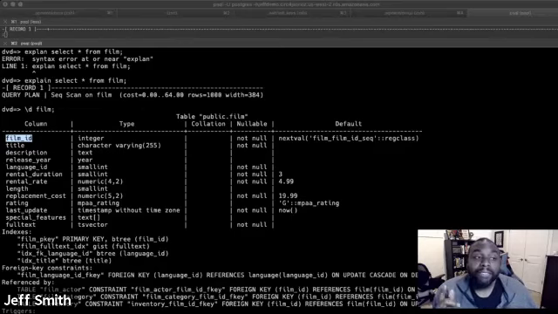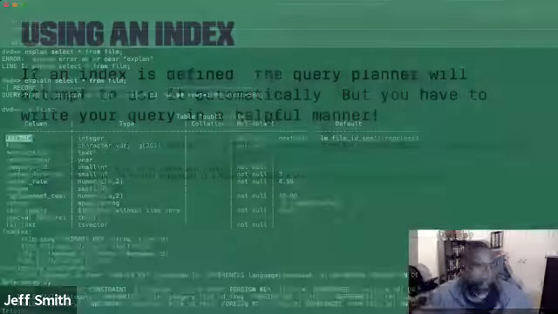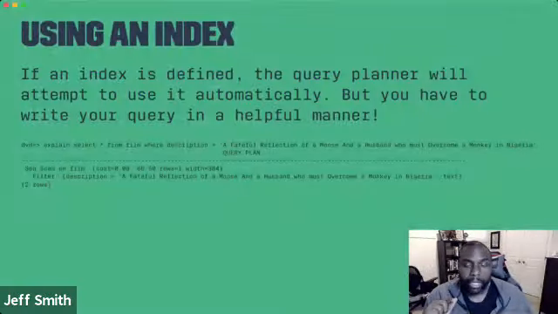So if an index is defined, your query planner will try to use it automatically, but you have to write the query in such a way that it's actually helpful. When you've got the index defined, the query planner will attempt to use it automatically, but you have to write your query in a way that the engine will understand how to use it.